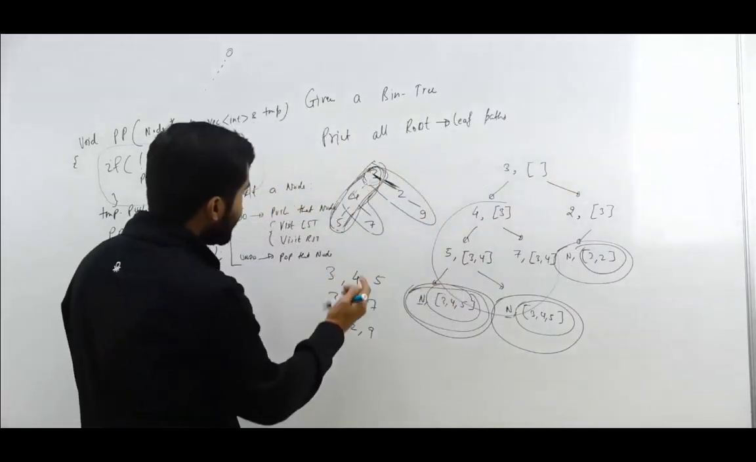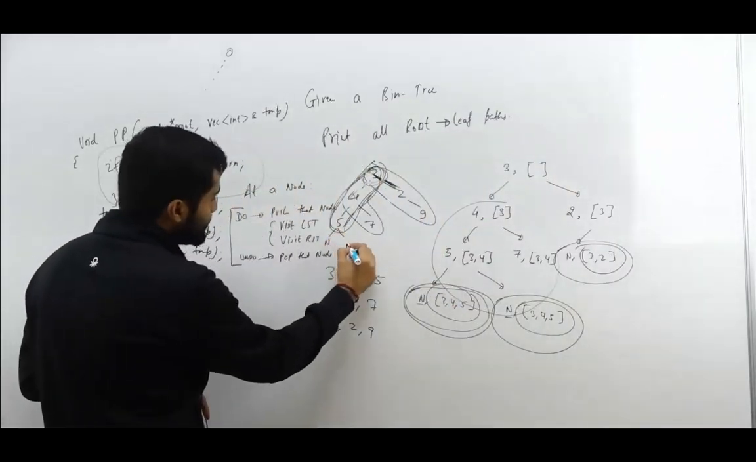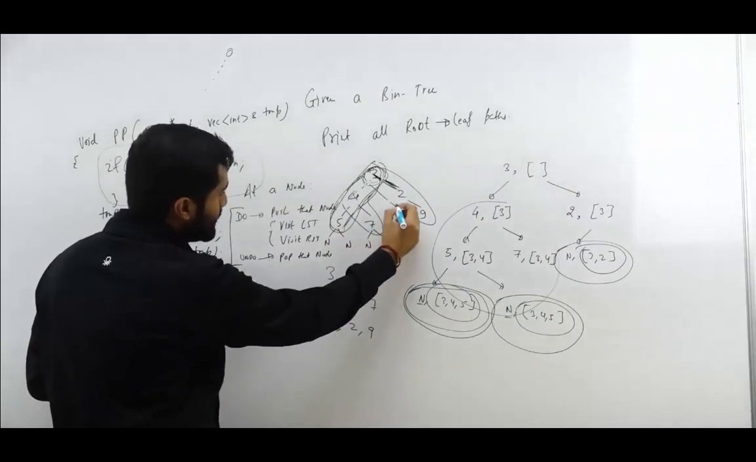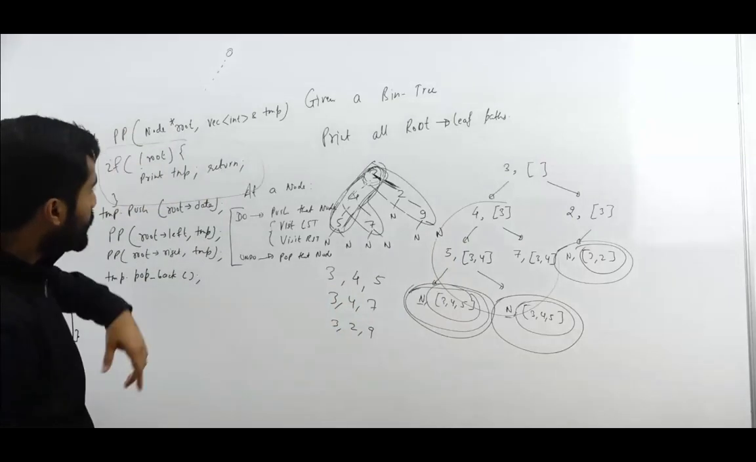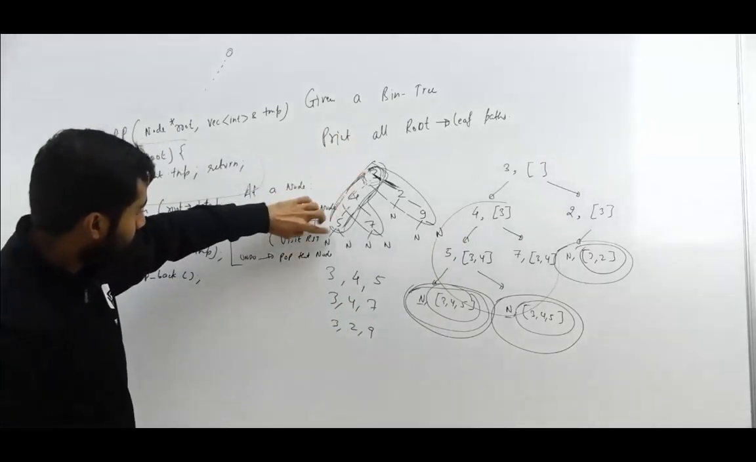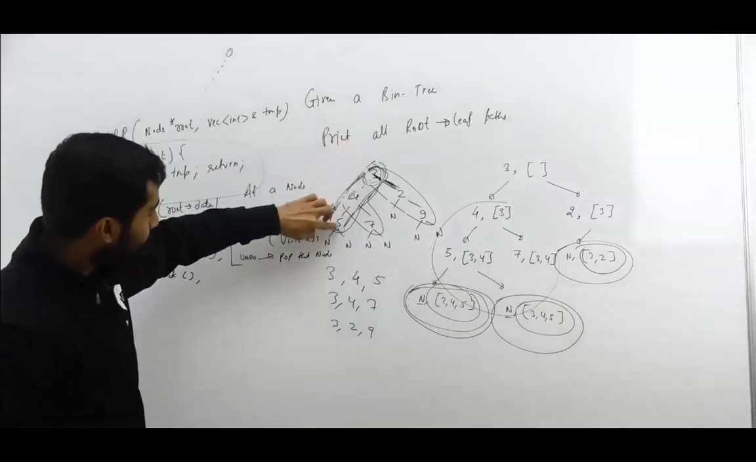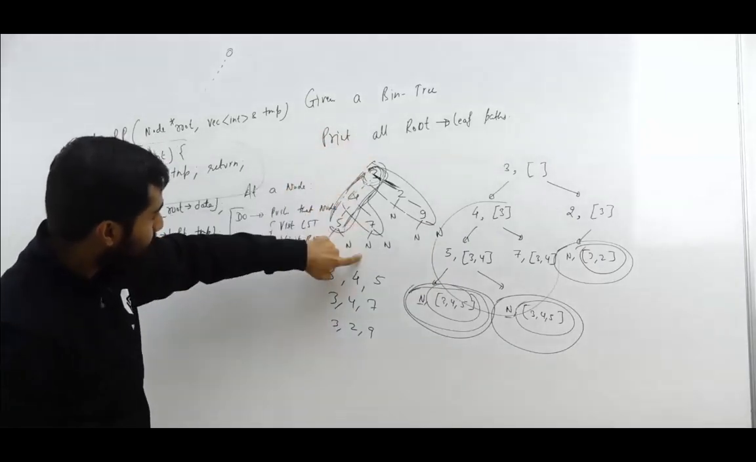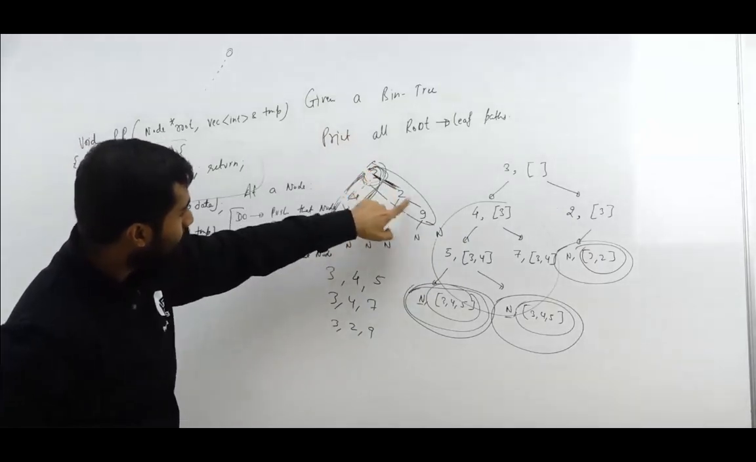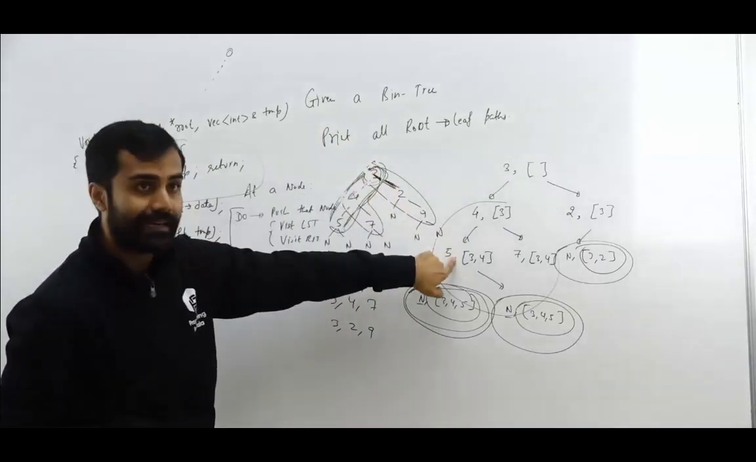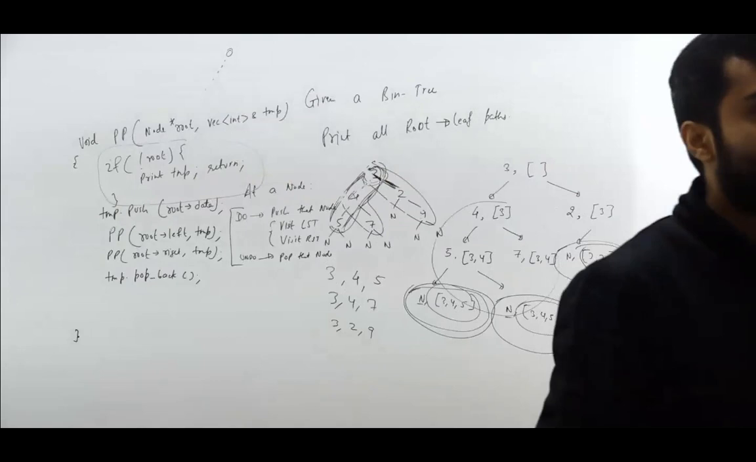So if I attach the null, this is one null, this is another null, this is one null, this is another null, this is one null. So in reality, this code will print 3, 4, 5 at this null, 3, 4, 5 at this null, 3, 4, 7 at this null, 3, 4, 7 at this null, 3, 2 at this null, 3, 2, 9 at this null, 3, 2, 9 at that null. Do you understand it? Yes or no?